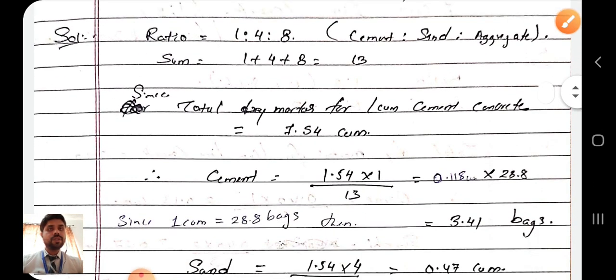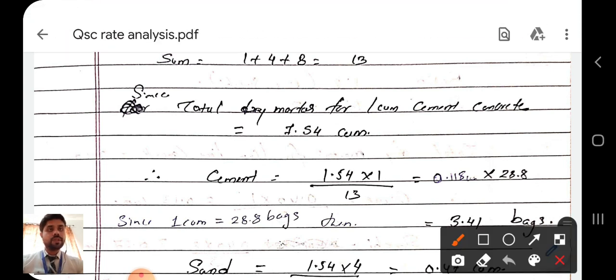Since here you can see the total dry material required for 1 cubic meter of cement concrete is 1.54 cubic meter. So if you want to know the quantity of cement, then cement will be equal to 1.54, that is the dry material required for 1 cubic meter, divided by the total summation of the ratios.